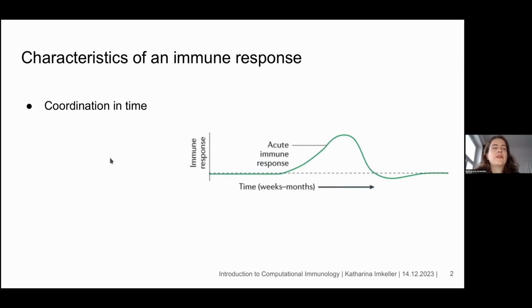So the first important characteristic of an immune response is that it has to be coordinated in time. So it has to be fast after infection, but it also has to be temporary or acute, and the immune response has to stop at some point. So this is the first challenge the immune system has to master. It has to coordinate itself in time.